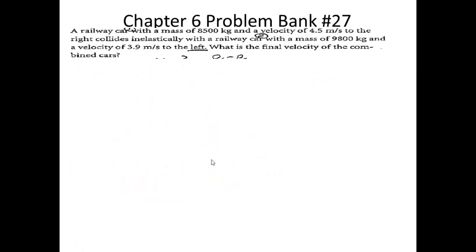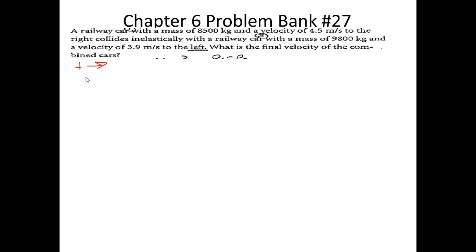Number 27, a railway car with mass of 8,500 kilograms and velocity of 4.5 meters per second to the right collides inelastically with a railway car with mass of 9,800 kilograms and velocity of 3.9 meters per second to the left. What is the final velocity of the combined cars? So we will create our frame of reference by saying that positive will be to the right.